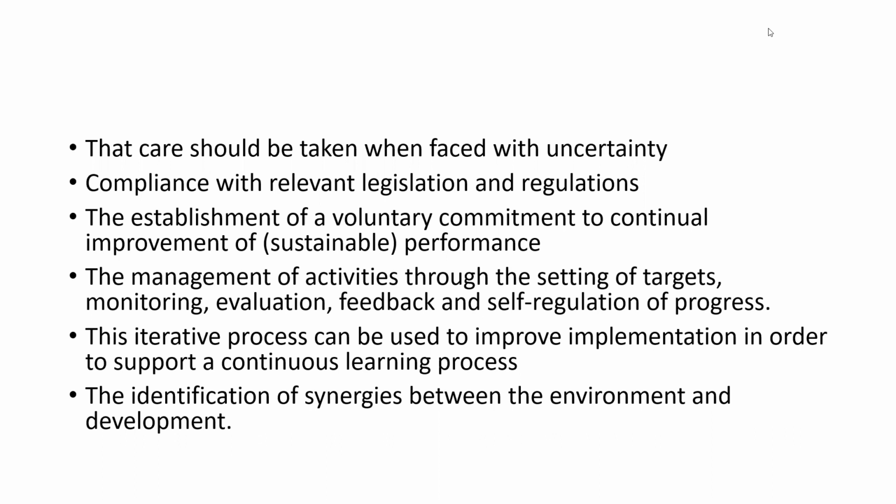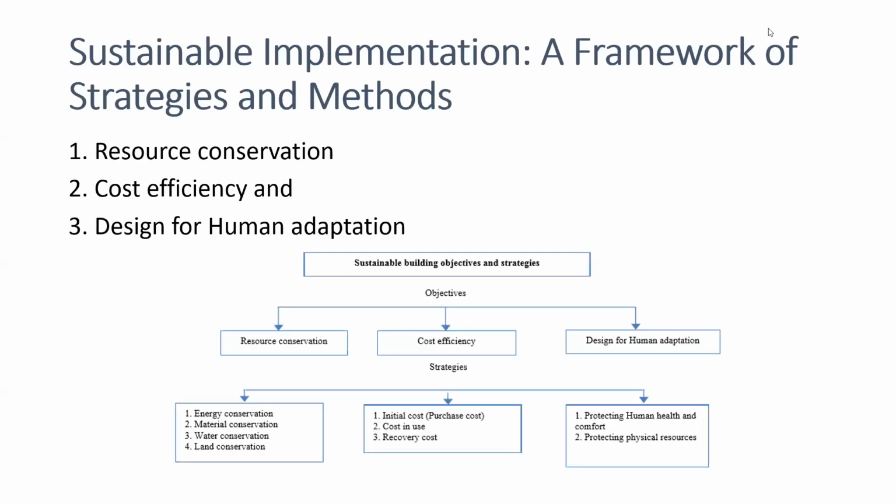So let's move on to the framework that we were discussing in order to do the sustainable implementation. Sustainable implementation, a framework of strategies and methods. So you can see in this diagram, there are three main concerns of this framework. That is the resource conservation, the cost efficiency, and the design for human adaptation. So the main objectives of this sustainable building construction implementation are the conservation of resources, the efficiency of cost, and designing for human adaptation.